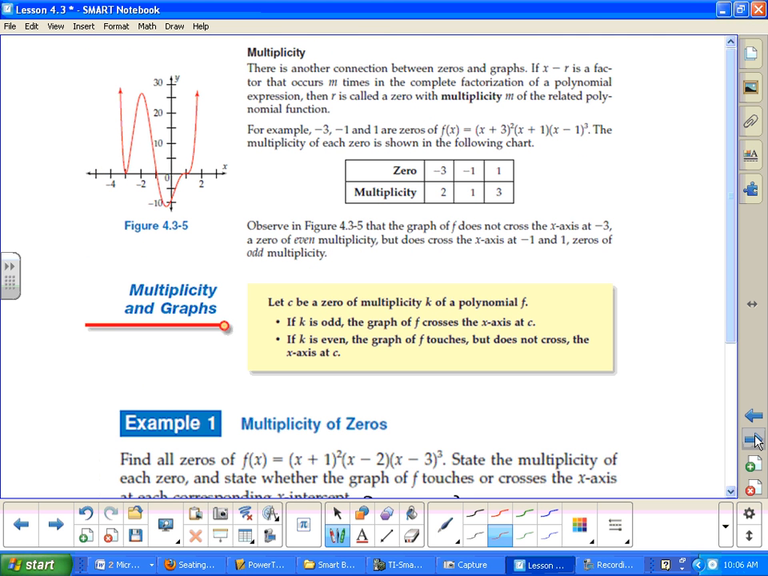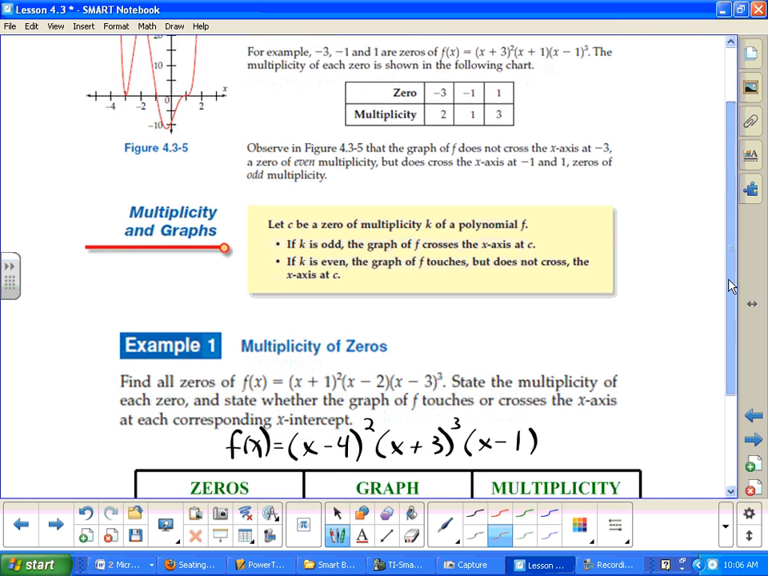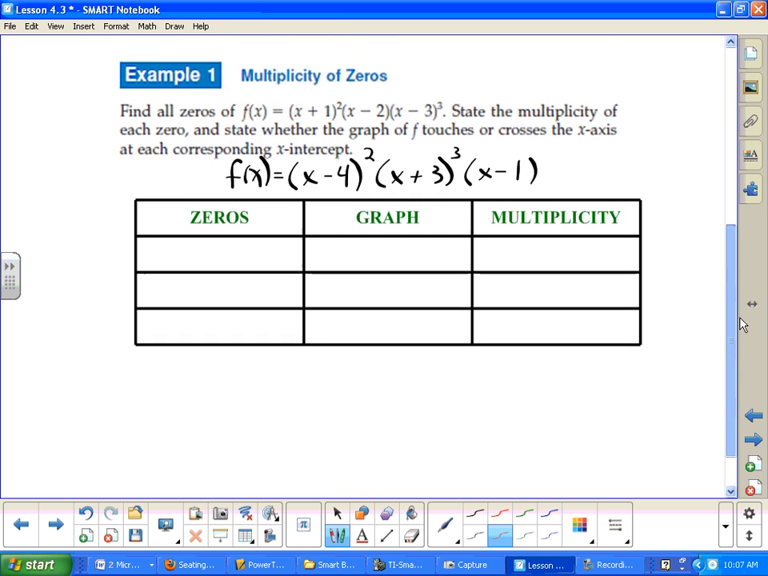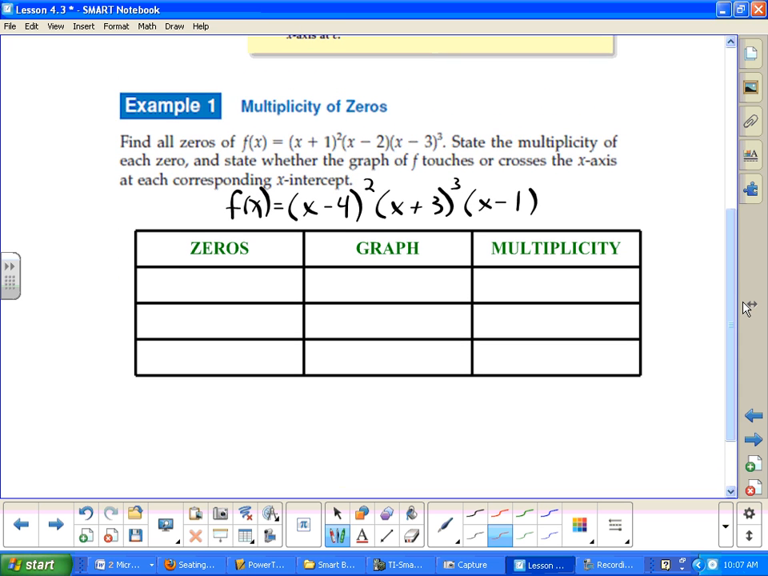All right, example 1, we just talked about the multiplicity. So here I have this function, x minus 4 squared times x plus 3 cubed times the quantity x minus 1. So what you should do, when you're talking about multiplicity, is make a graph, or make a table, with the zeros, what the graph looks like, and the multiplicity to help you with it. So with multiplicity, we're looking for, okay, does it touch? Does it go through? Does it bend?